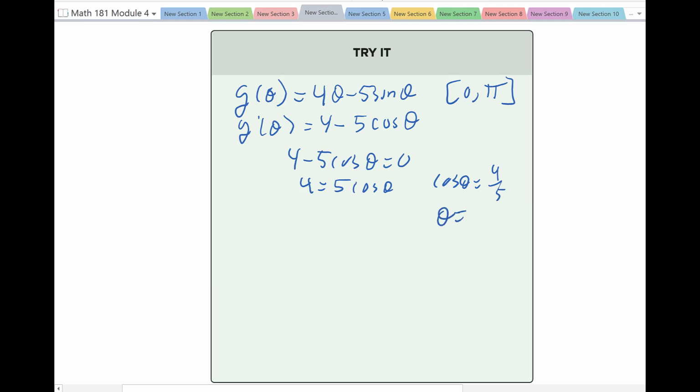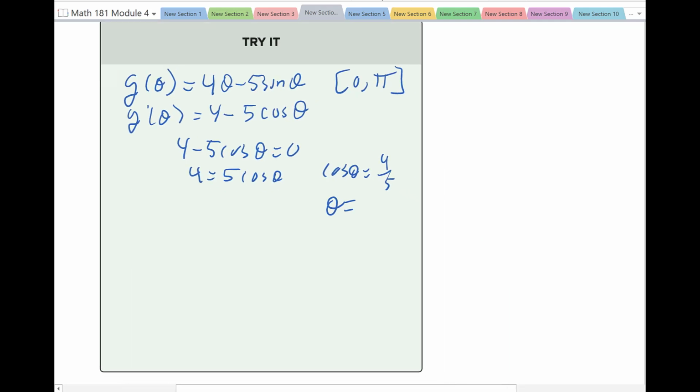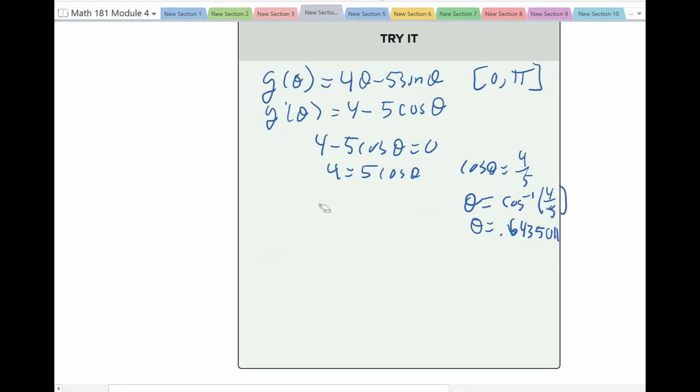So that means theta is going to be cosine inverse of 4/5, which is 0.6435011. Then we're going to check the endpoints, g of 0, check the critical point, g of 0.6435011, then g of pi.